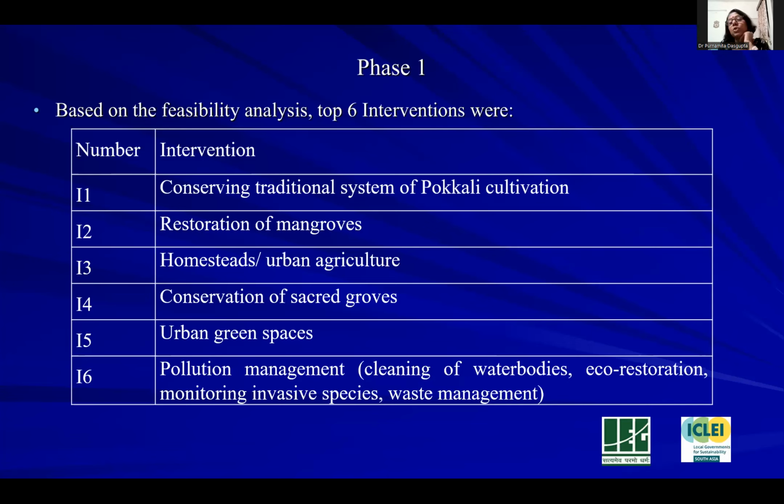So what we went on to do is some data collection and analysis. We did a cost-benefit analysis for Pokali cultivation amongst small farmers, to see what it would mean to restore it. For mangroves, not really a cost-benefit analysis, but we primarily used benefit transfer mechanisms to understand the cost effectiveness of restoration of mangroves vis-a-vis Pokali. So we were doing a cost benefit and then a cost effectiveness, that is, the return per rupee invested.